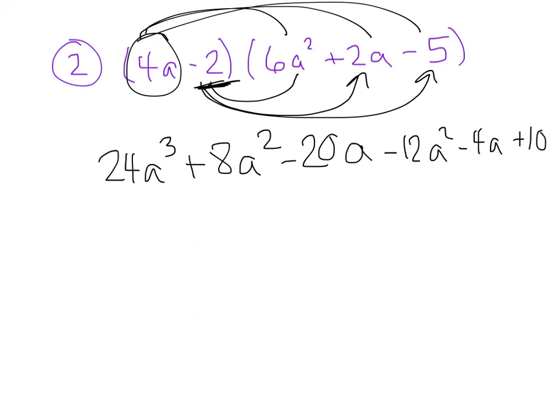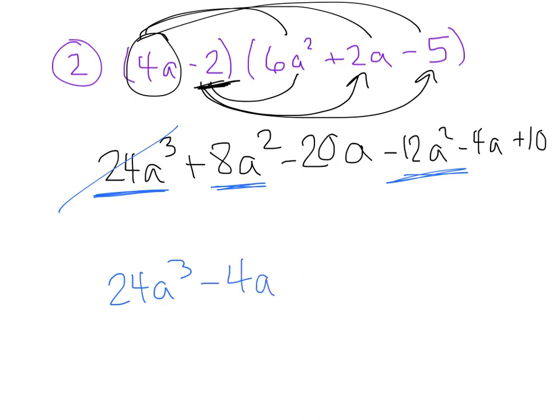So now that we've distributed everything out, we're going to combine like terms again. We're going to start with our highest power, so a to the third. I just have one term with a to the third, so it's going to be 24a to the third. Cross that guy out because we're done with that one. Now we're going to do our a to the second. I have a to the second here and a to the second here. So I have 8 and then a minus 12. So 8 minus 12 is going to be a minus 4a squared. Again, we're going to cross out those terms because we're done with them.